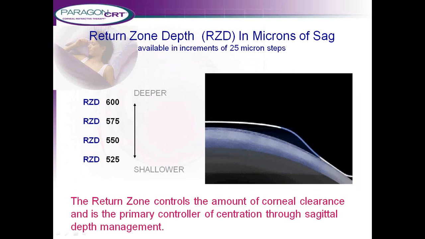The relationship between the front surface of the cornea and the back surface of the lens is precisely controlled by the depth of the return zone. The return zone is available in increments of 25 micron steps. In this example, you can see how overall sagittal depth would be influenced by these various return zone depth changes. The lower the return zone number, the sagittal depth is decreased and the base curve becomes closer to the central corneal surface. The higher the return zone number, the sagittal depth is increased and the base curve is positioned farther away from the central corneal surface.